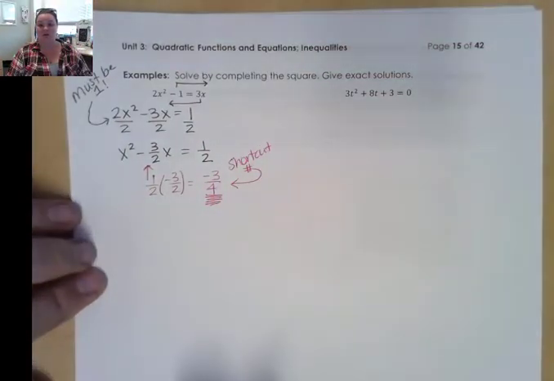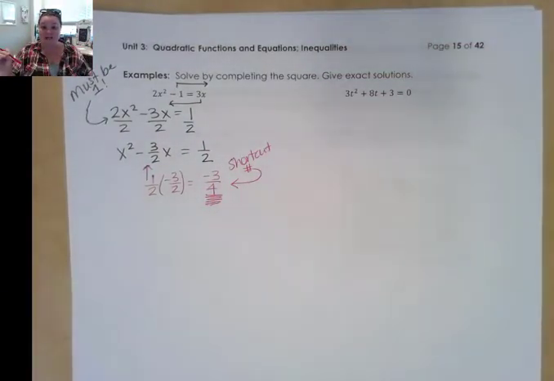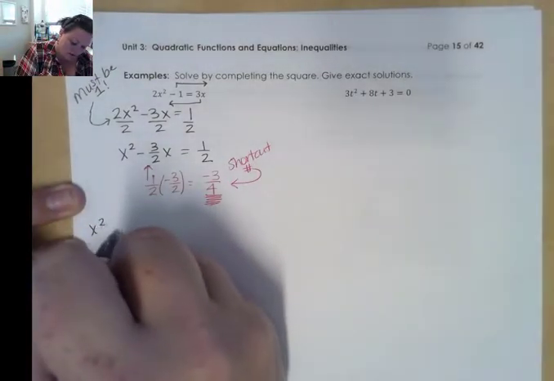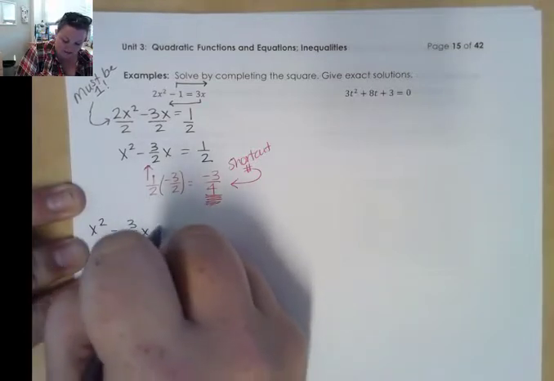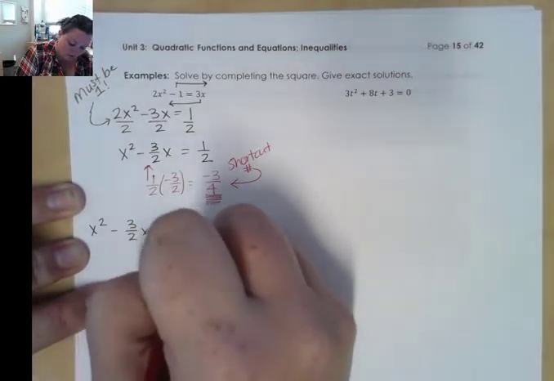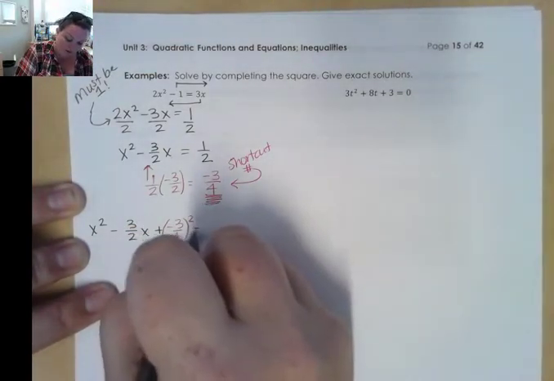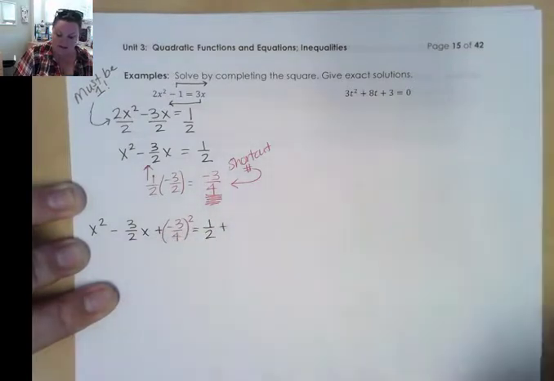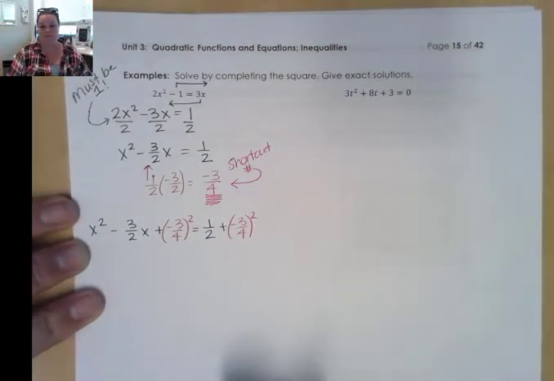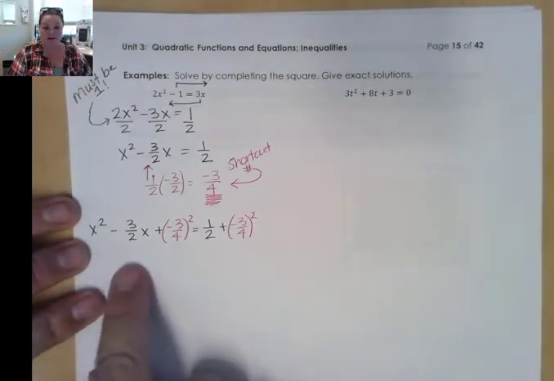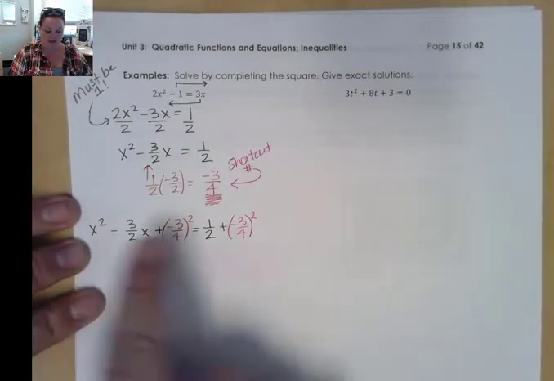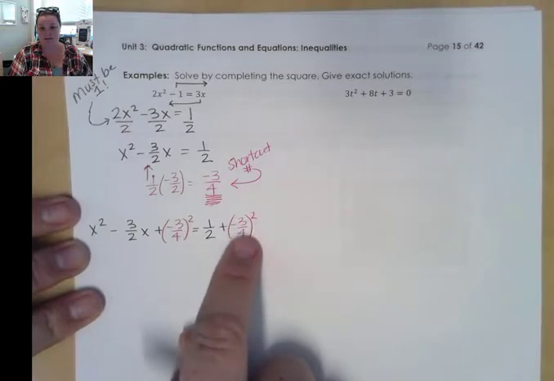Okay, so first of all, I need to square that number and add it to both sides. So on the left-hand side, I had an x squared, I had a negative 3/2 x, and now I'm adding in my shortcut number, which is negative 3/4 squared. On the right-hand side, I had the 1/2, and I'm adding in my shortcut number squared, so negative 3/4 squared. Okay, I do want you to write out this step even if you use the shortcut, because everybody always forgets to square and add this to the other side.